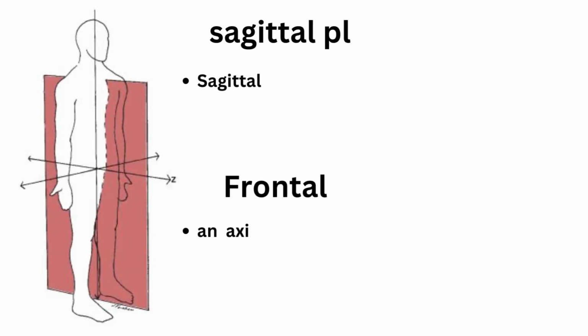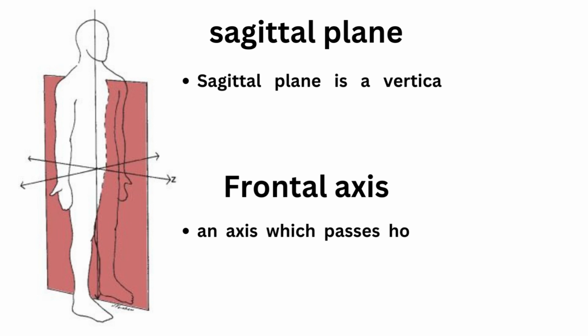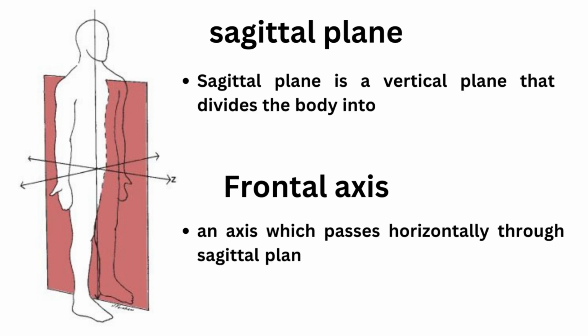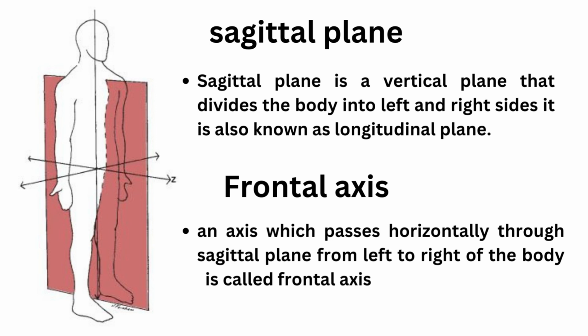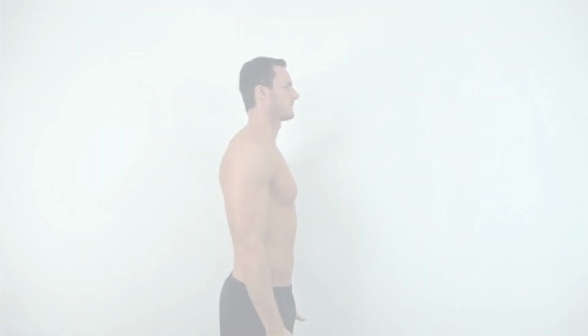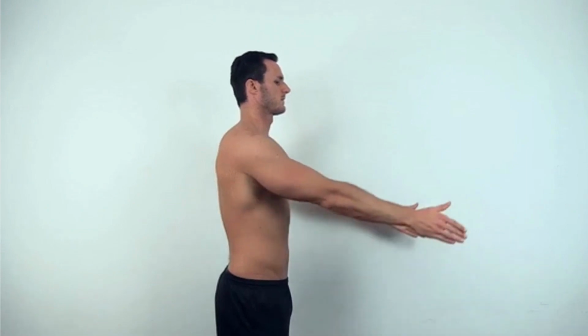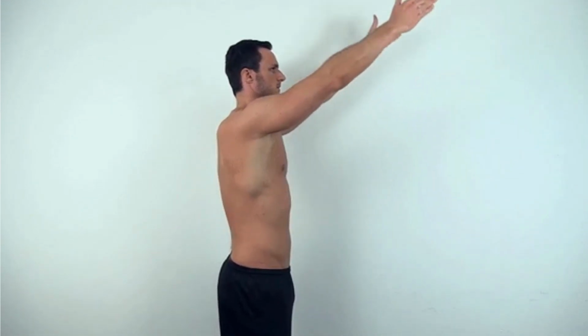Sagittal plane. Sagittal plane is a vertical plane that divides the body into left and right sides. It is also known as longitudinal plane. Frontal axis. An axis which passes horizontally through sagittal plane from left to right of the body is called frontal axis. Examples are shoulder abduction and adduction, which occurs in the frontal plane around the sagittal axis.